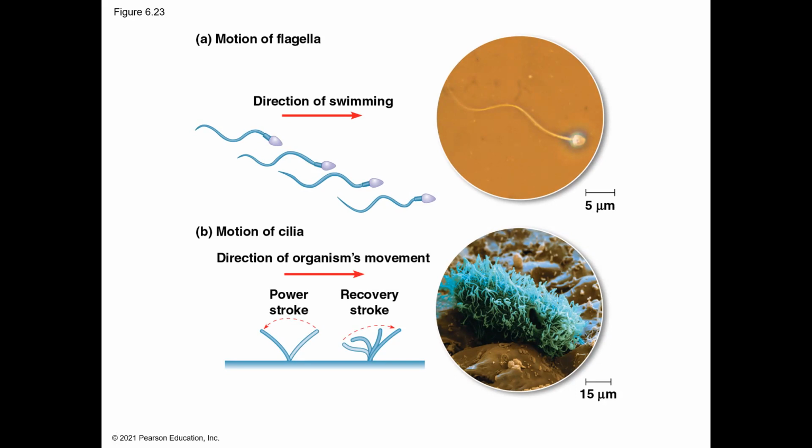So here you can see flagella, which are responsible for the direction of the swimming of the sperm. And then you have cilia, which are responsible for organisms' movement. You can have a power stroke, and then the recovery of that stroke takes place.